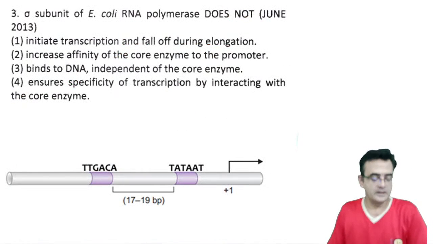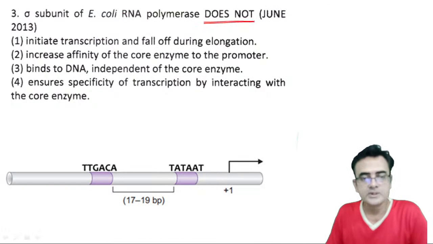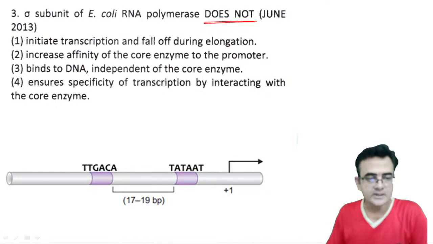Now, the third question. The sigma unit in E. coli RNA polymerase does not, again the twist is does not, initiate transcription and fall off during elongation. Sigma factors are responsible for recognition. They scan for the TATA sequence as well as other sequences of the promoter, and they join there. So they initiate transcription and fall off during elongation.